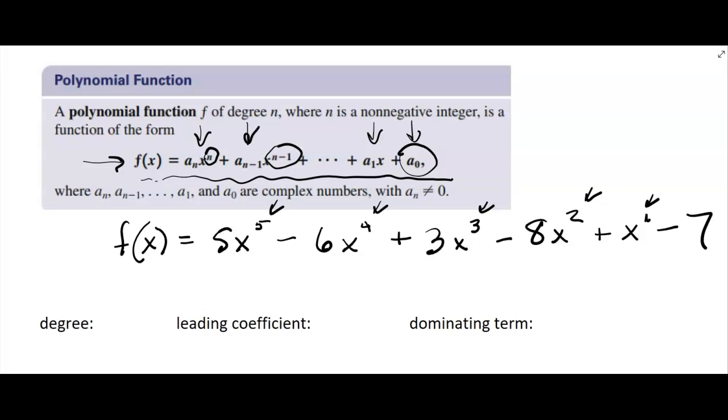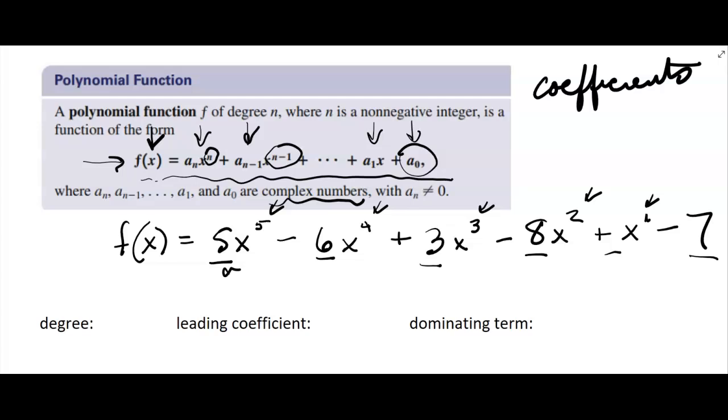Your coefficients, they're called the coefficients. Those are the numbers in front of the variable term. Also, there's only one variable in these polynomial functions. Okay, so it's in terms of x in this case. Okay, so these coefficients, it says they're complex numbers. For our purposes in this textbook, the coefficients for these polynomial functions are going to be real numbers. They can be complex, but for what we're going to be doing, we're going to have real numbers.